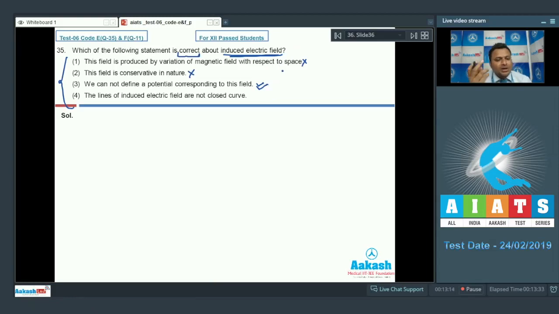Now the fourth option. The lines of induced electric field are not closed curves. No, the induced electric field lines always form a closed curve. So this option is also wrong. So that's why we will proceed with option number 3. Now let us proceed to the next question, that is question number 36.